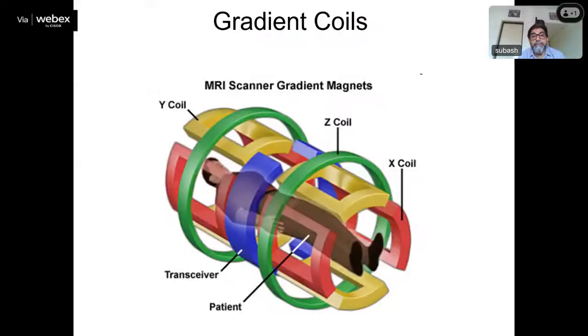So this is how these gradient coils are placed in the magnet, and you can see the orientation of the 3 coils, X, Y, and Z. This is an insert which goes into the magnet, and then different amounts of current can be made to flow through these coils to produce these gradient magnetic fields.